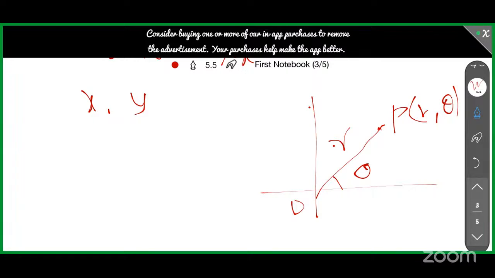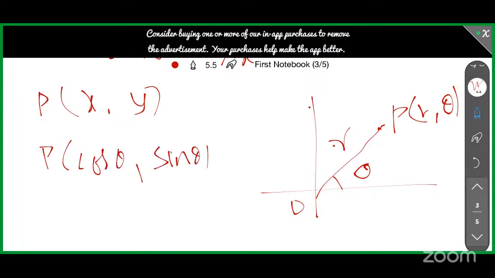How is (x, y) represented using trigonometric functions? P is (r cos theta, r sin theta). Do you remember this one? Yes, sir. So (x, y) is represented as P (r cos theta, r sin theta). Now we have to represent the polar form.